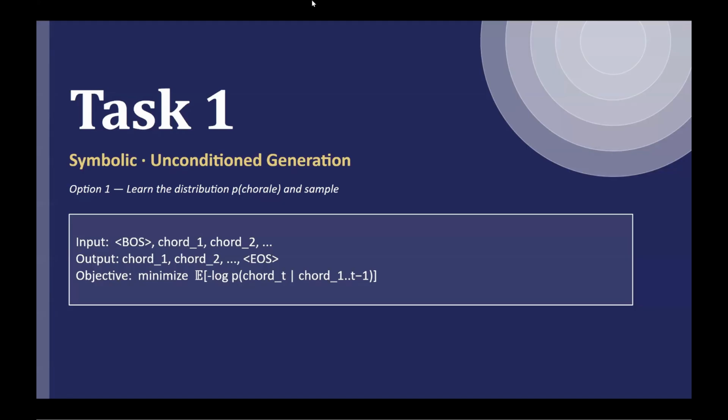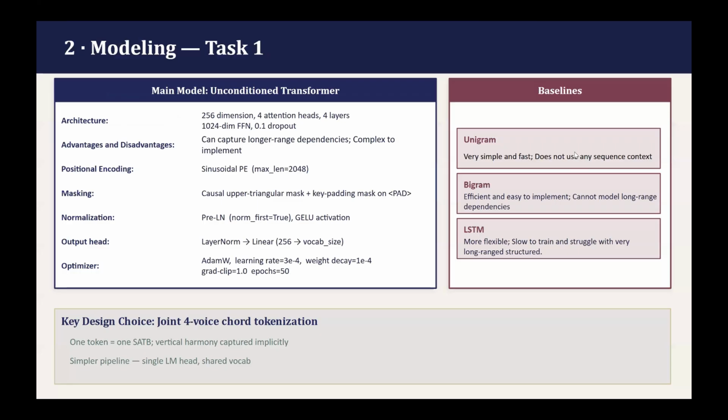Okay, let's dive into task one. In this test, we use a transformer model to generate music and choose unigram, bigram, and LSTM as our baselines. Unigram is very simple and fast, but it doesn't use any sequence context. Bigram is efficient and easy to implement, but cannot model long-range dependencies. LSTM is more flexible but slow to train and struggles with very long-range structure.